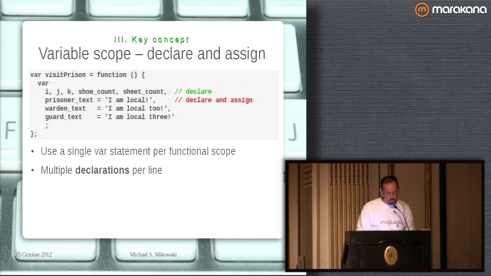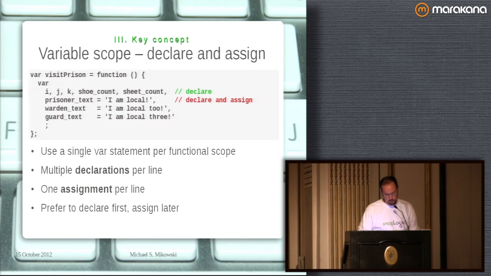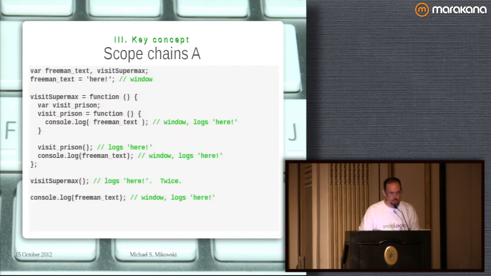We recommend that you place one assignment per line, although you may use multiple declarations per line. And we always prefer to declare first and assign later, because that mimics the JavaScript actual implementation. JavaScript first declares and then assigns. And as I mentioned before, and we'll talk about a little bit further, combining the two can actually cause confusion. We will illustrate that. All right, let me talk about scope chains.